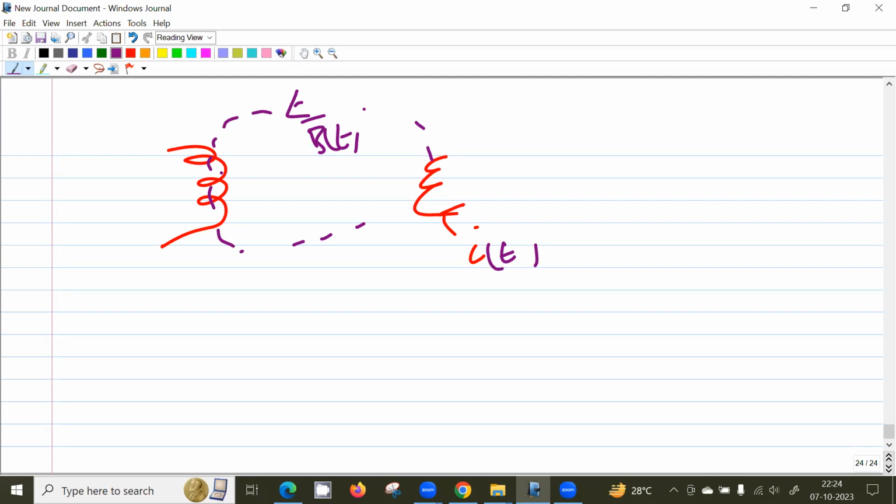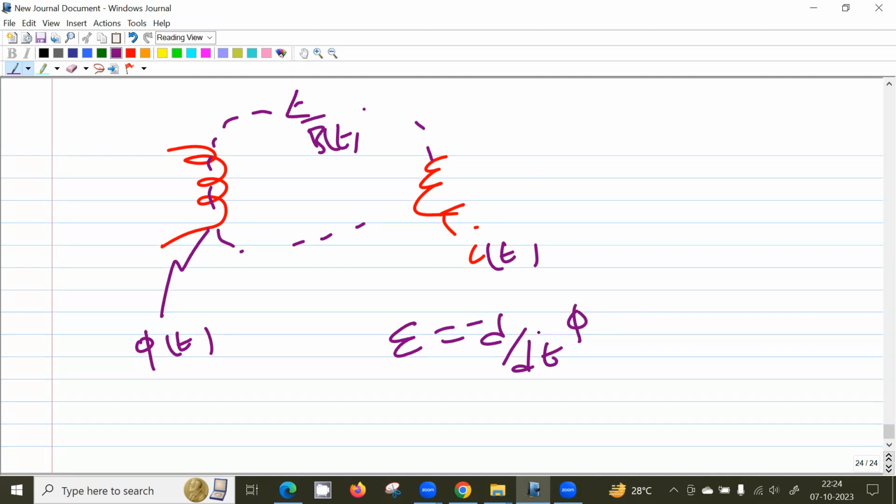Since this B is a function of time, the flux phi linking this coil will become a function of time. Now if I use Faraday's law, EMF is d by dt of phi. So once I have this, I have an induced EMF across these terminals. So this is basically a transformer. Here we have one coil which passes the current, and in this other coil we get the voltage.